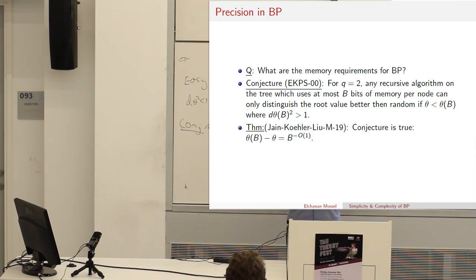So again, let me say the order of quantifiers here. You fix D, okay? The real threshold for reconstruction for BP is D theta squared. How many bits of memory do you want? D is 2. So even if you have a billion bits, you're not going to get to the same threshold. You are going to get somewhat close to the threshold, but you're not going to get to the same threshold. There's going to be some small interval where BP does better than random, and your algorithm will just produce something that looks like random. Make sense?